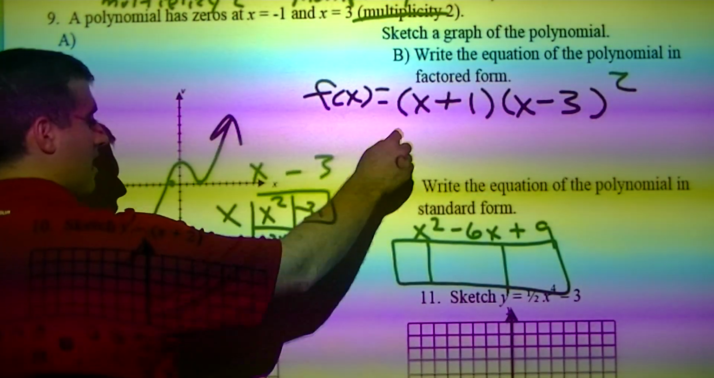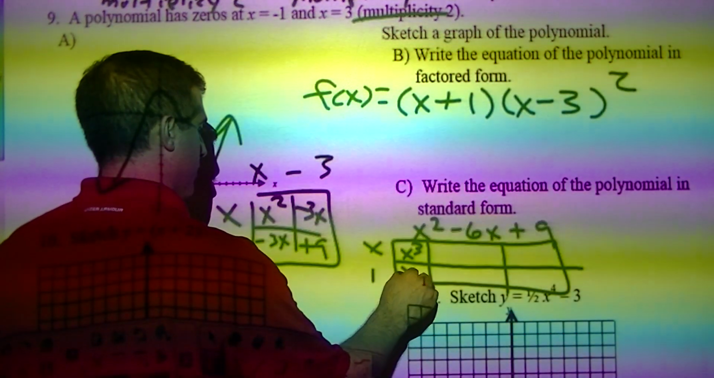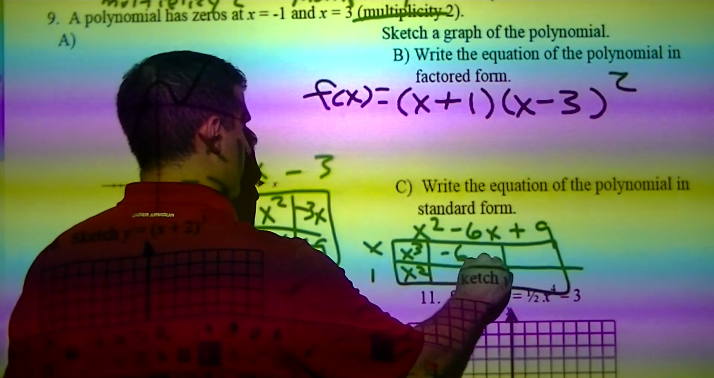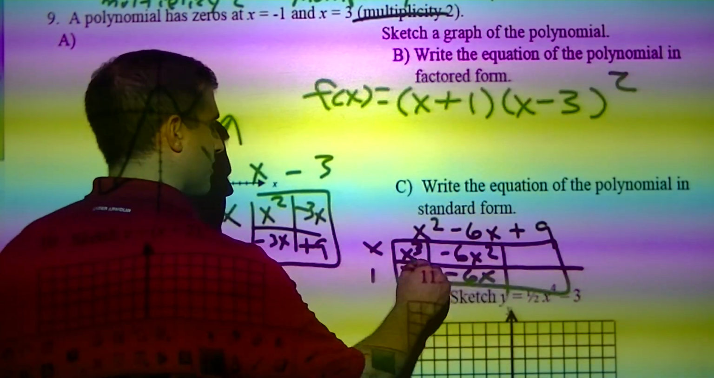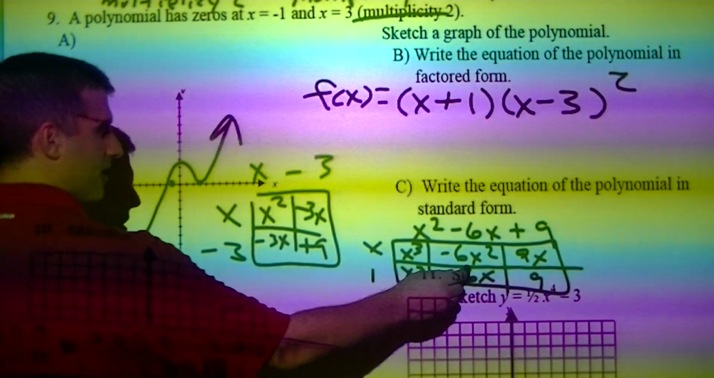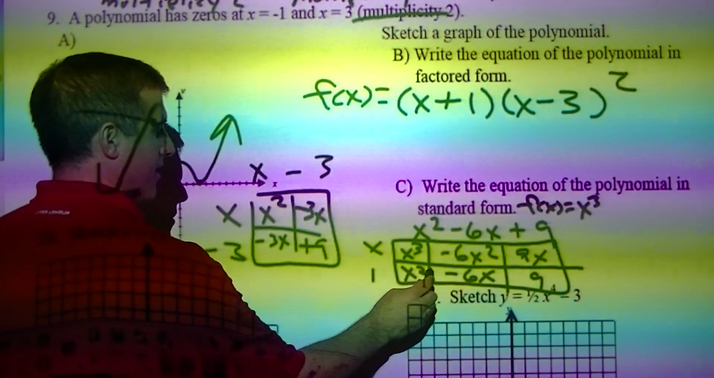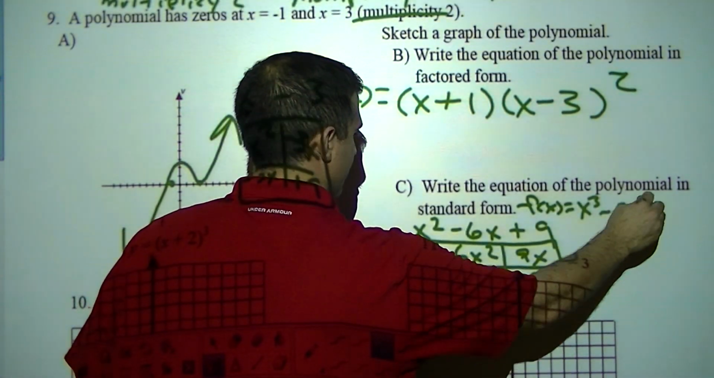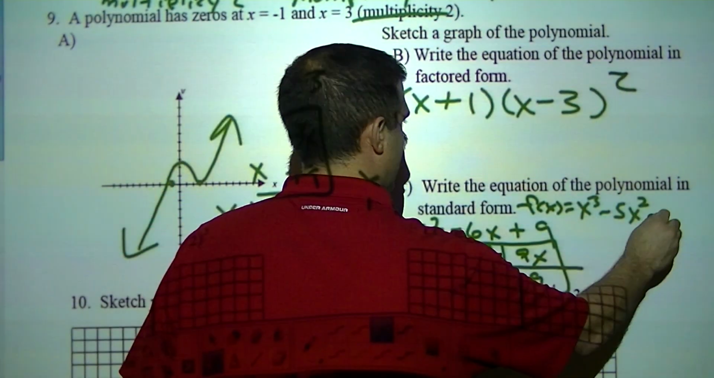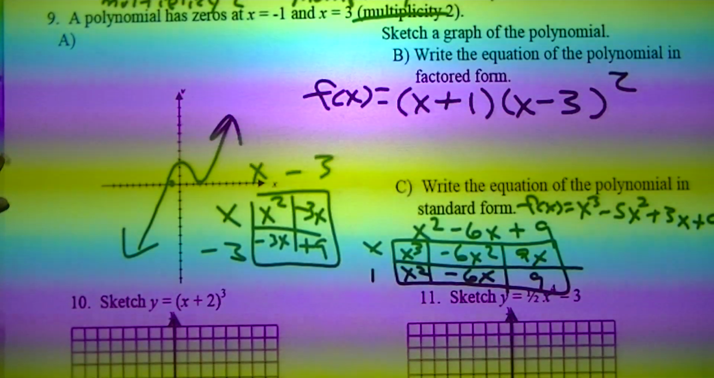And I'm going to use the other one, x plus 1. So I got x cubed, x squared, negative 6x squared, negative 6x, 9x, and 9, okay? So my function is going to be x cubed, negative 5x squared, positive 3x plus 9, okay? And that is considered the standard form, okay?